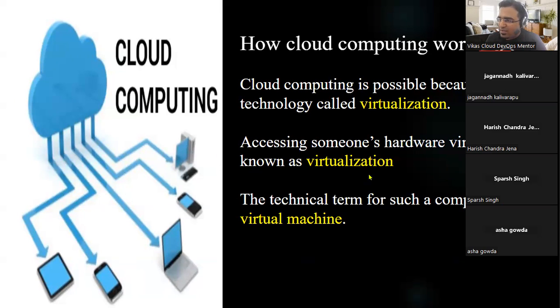With the help of virtualization, if you are accessing someone else's machine or someone else's computer, that machine is known as a virtual machine. If we are accessing some computer with the help of virtualization, that is called a virtual machine. And in real time, the answer is EC2. That is a virtual machine for us.